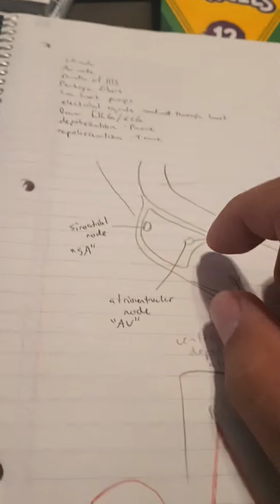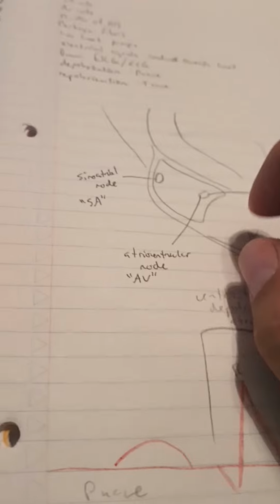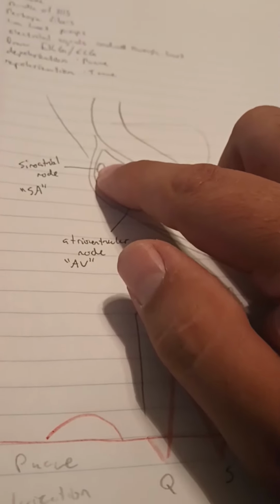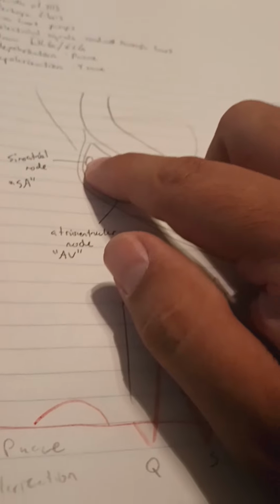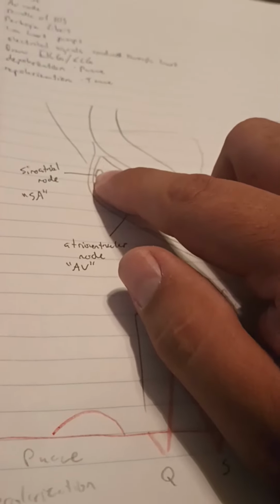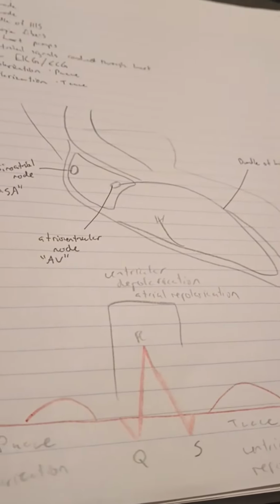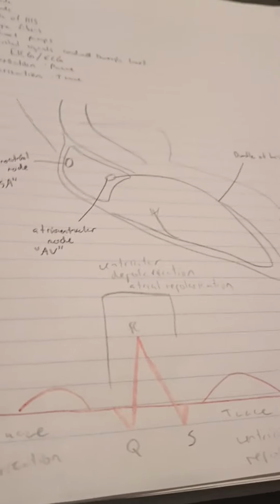Now, each heartbeat is going to begin in the right atrium at the sinoatrial node. They call this the pacemaker of the heart, the natural pacemaker. And the action potential comes from here. It's going to spread across both atria. The muscle cells are going to depolarize and contract, inducing atrial systole.